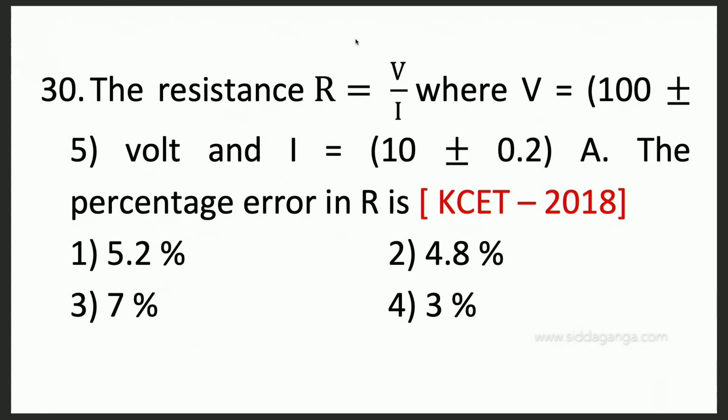The resistance R equal to V by I, where V equal to 100 plus or minus 5 volt and I is equal to 10 plus or minus 0.2 ampere. Percentage error in resistance R? KCET 2018.